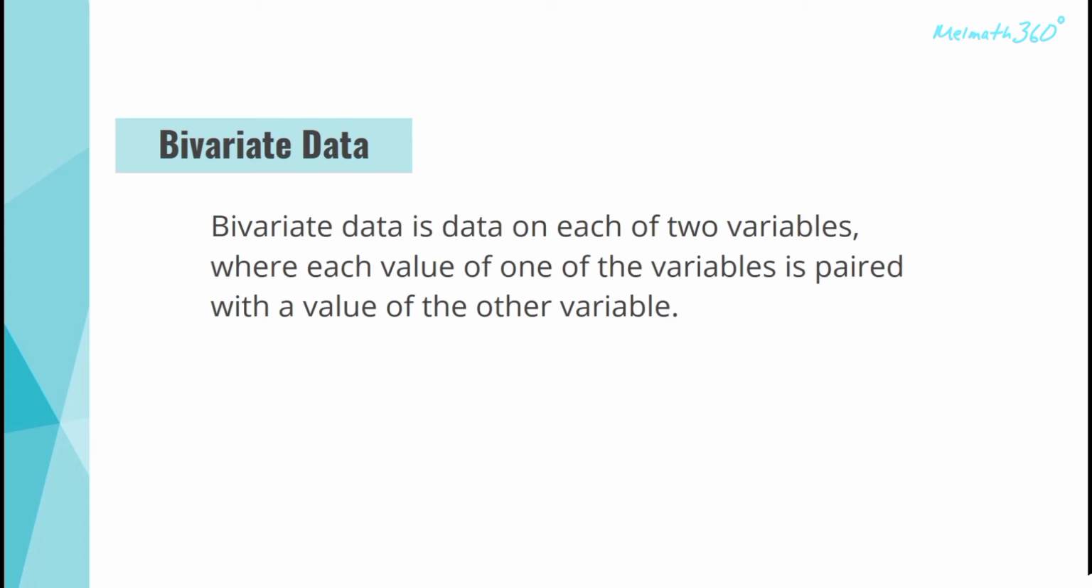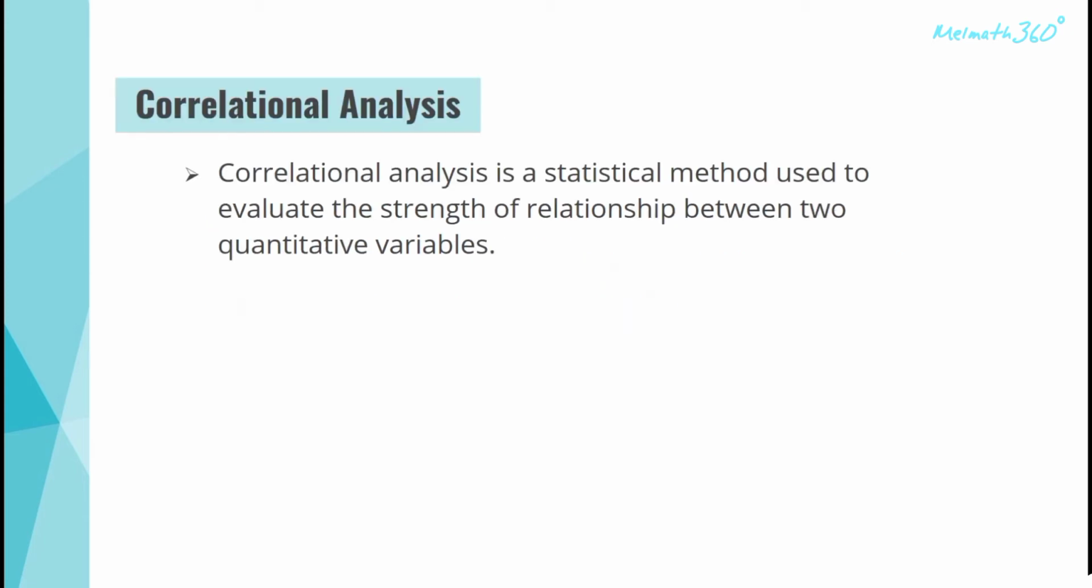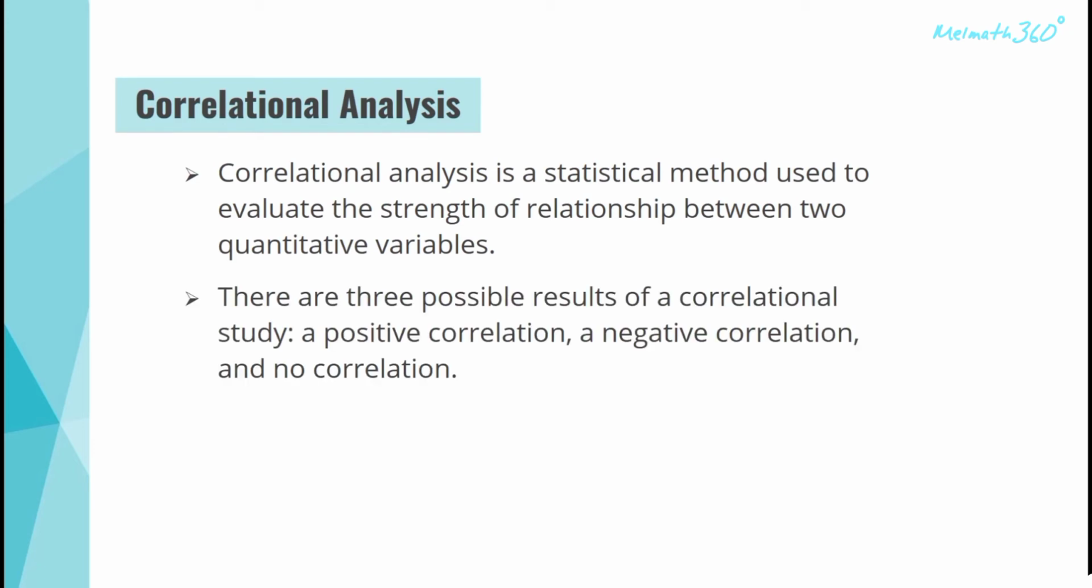The statistical procedure that is used to determine and describe the relationship between two variables is called correlational analysis. Correlation means association. More precisely, it is a measure of the extent to which two variables are related. There are three possible results of a correlational study: a positive correlation, a negative correlation, and no correlation.